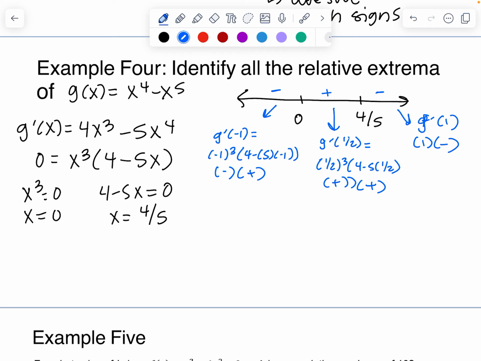Well, that helps us find our extrema. So we're going to see here that there's going to be a relative minimum. And the relative minimum is going to occur at 0 because that's where it switches from negative to positive.